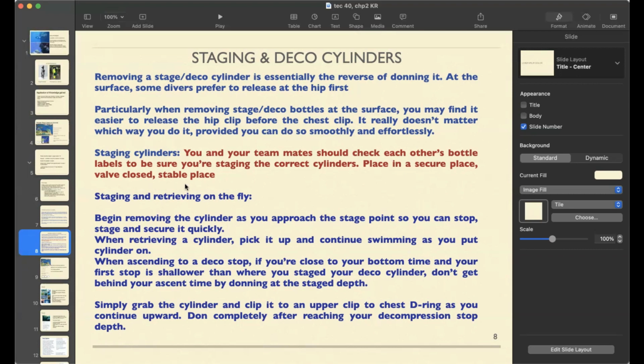If there is any high current, you should keep your tanks in a very stable place where they don't move, and they should be properly tied to the bottom.